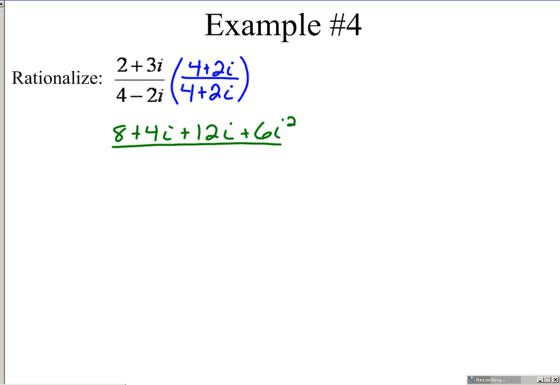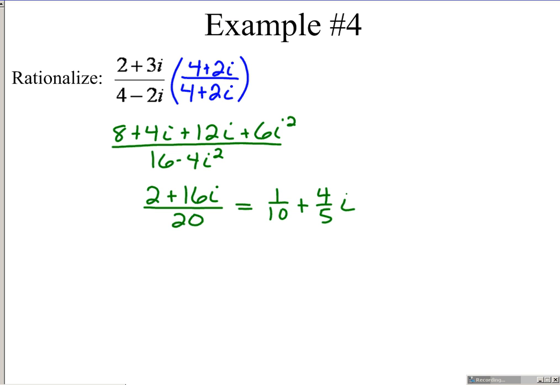Conjugate pairs, don't forget your shortcut. First thing squared minus the second thing squared. Begin simplifying up top. Remember, i squared is negative 1, so this becomes 8 minus 6, which is 2, plus 16i. In the bottom, that becomes 16 plus 4, which is 20. And now we need to write it in standard form, so we need to separate these. That becomes 1/10 plus 4/5 times i. There's standard form.